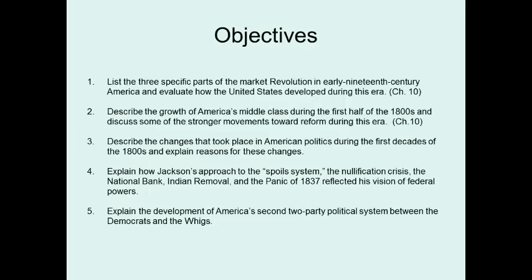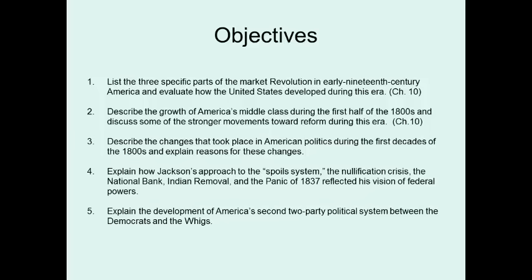Here are our objectives for this lecture. Two of the objectives come from Chapter 10, the other 3 are from Chapter 11. After this lecture, you will be able to list the 3 specific parts of the market revolution in early 19th century America and evaluate how the United States developed during this era.